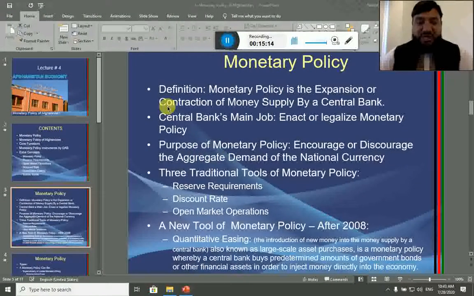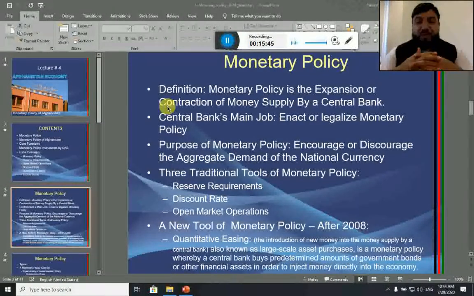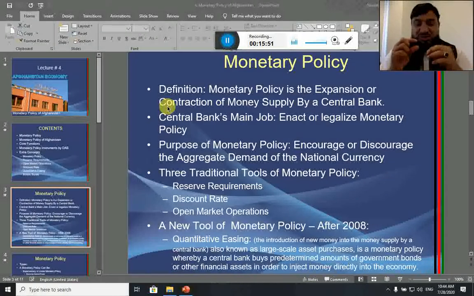Next we have the discount rate. The discount rate is the rate of return or the income rate charged by the central bank from the commercial banks operating in a country on the loans or borrowings that they have from the central bank, right? There is an agreement between the commercial banks and the central bank that in times of need, commercial banks will be provided with borrowings by the central bank. The central bank charges a profit on that borrowing, which is usually interest. That is called the discount rate.